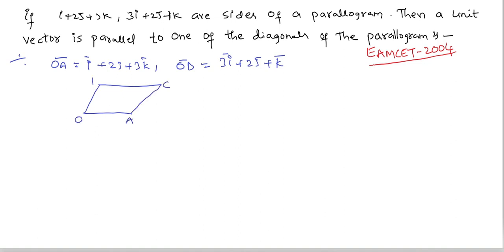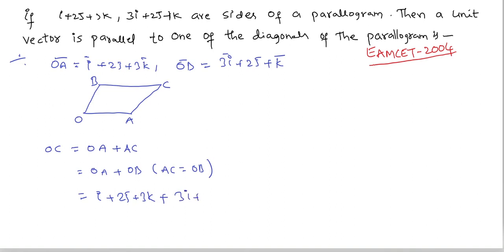One of the diagonals is OC. OC is equal to OA plus AC. This AC is equal to OB, that is, OC is OA plus OB. OA bar is given, that is i plus 2j plus 3k, and OB bar is given, that is 3i plus 2j plus k, which is equal to 4i plus 4j plus 4k.